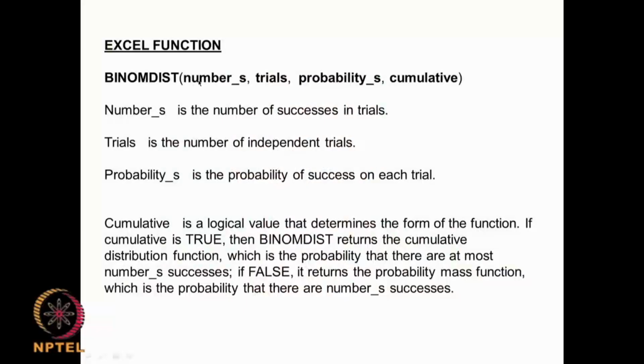So what will I do? I will put 2 here, I will put 4 here, I will put half here, and I can put false here, and that will give you the binomial distribution answer. I should get 6 by 16 as my answer.